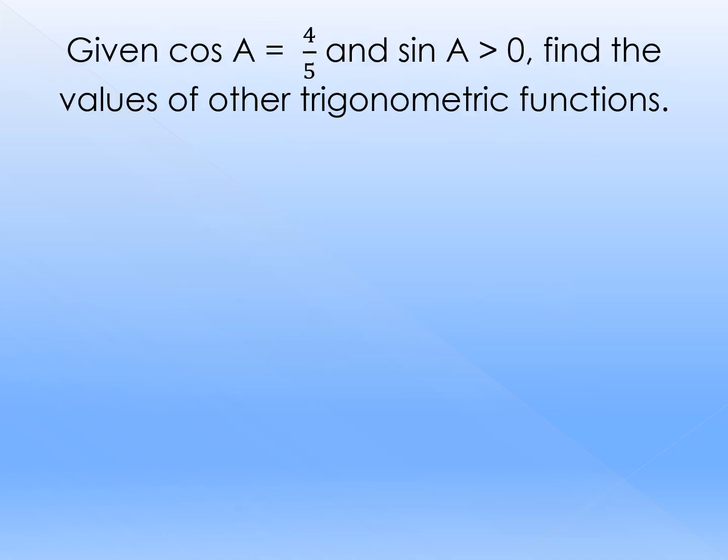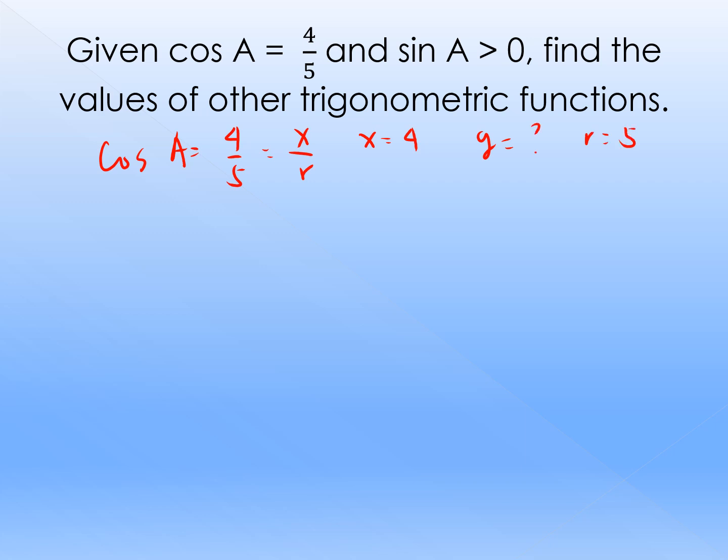Let's now have: given cos A equals 4 over 5 and sine A is greater than 0, find the values of the other trigonometric functions. Let's start with cos A. So cos A is equal to 4/5. Our pattern for cosine is x over r. Thus, we can say that x is equal to 4, y is unknown, and r is equal to 5.